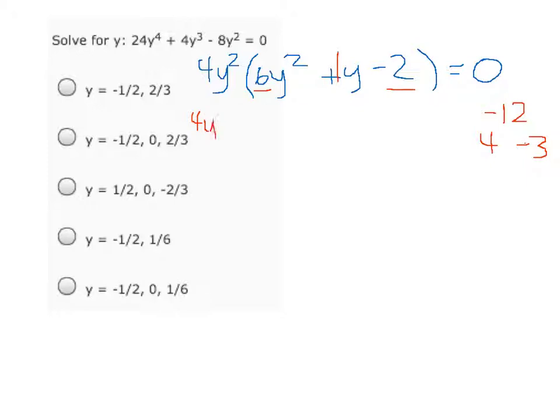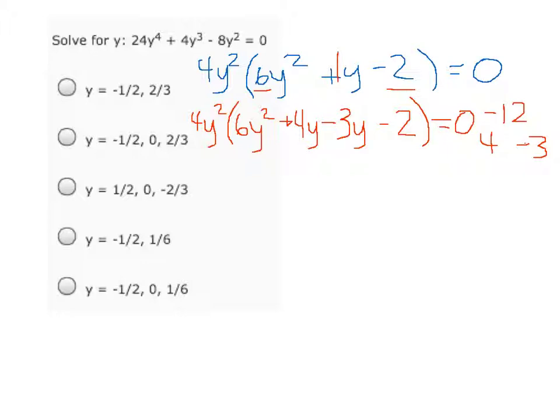So let's rewrite the inside of this parentheses. Again, the 4y squared is still part of our overall expression, so we want to make sure we continue to include that. But inside the parentheses, we now have 6y squared plus 4y minus 3y. So notice we haven't changed the expression at all. This is still the same equation. We just rewrote it differently.